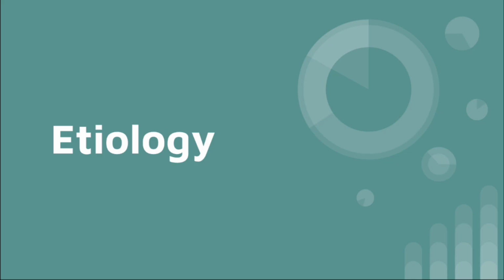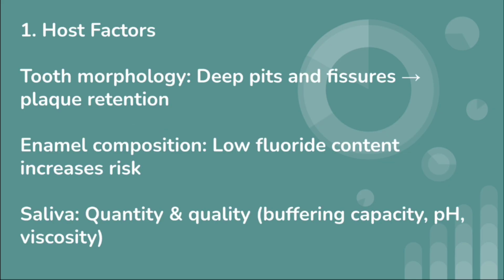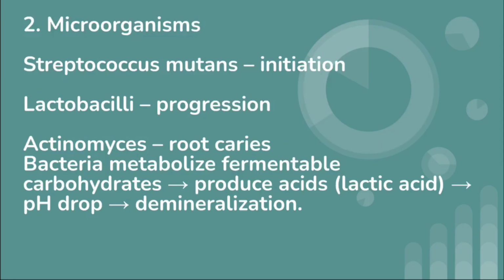So etiology, what are the causes of dental caries? Mainly the host, like tooth morphology: if there are deep pits and fissures, plaque, enamel composition. If you have a low fluoride content, there is an increased risk. Then saliva quantity will also be a cause. Microorganisms like Streptococcus mutans are the most important for initiation, then lactobacillus, then actinomyces for root caries. These bacteria ferment carbohydrates and produce acid, lactic acid, pH drops and demineralization occurs due to this bacterial growth.